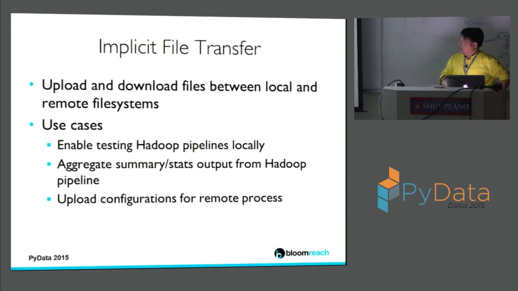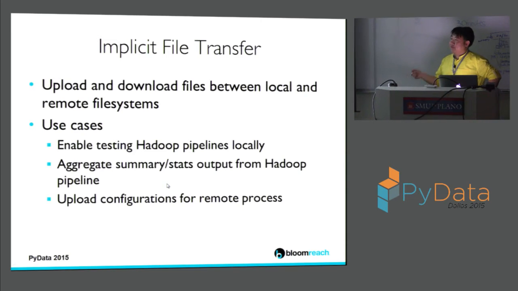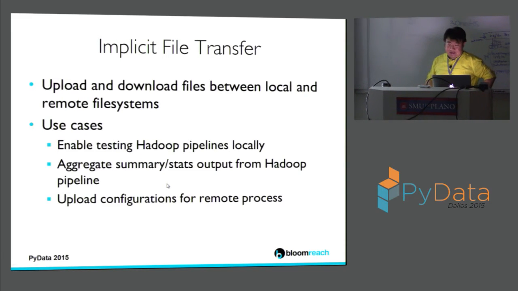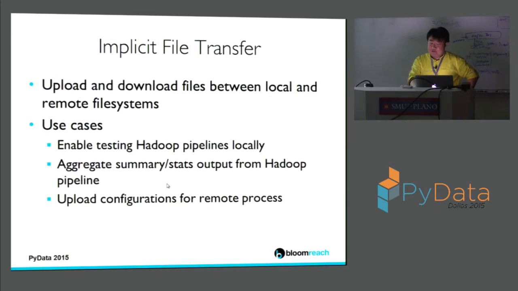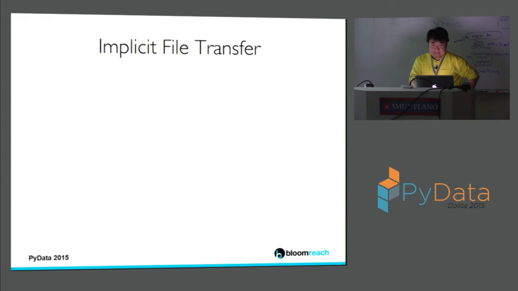This is really useful for analytics. When you run analytics or something on MapReduce, in the end the data could be very small. You probably just want to download a few summary files to check the end result. This is the use case for that. It's also possible to upload the configurations for your Hadoop process, and we will see that in a bit.